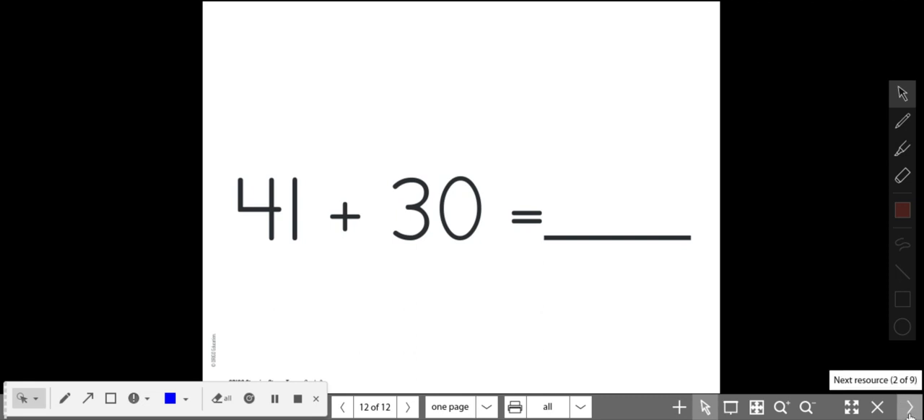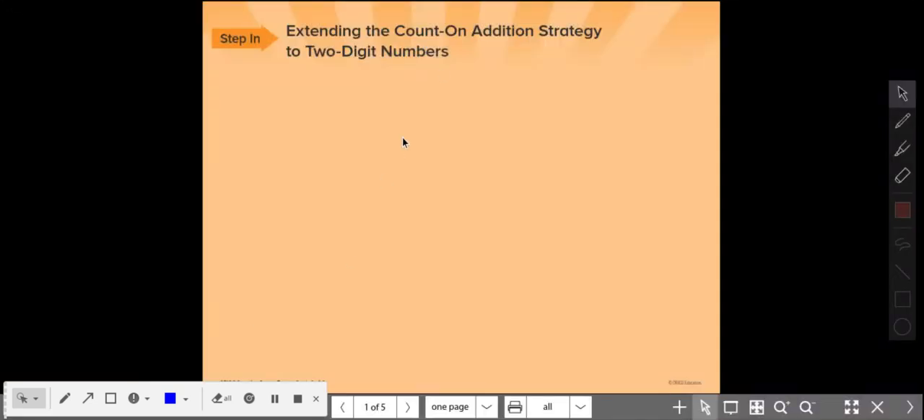So now let's look at our next slide that we need to go to. Extending the count-on strategy to two-digit numbers. So we're going to add using the count-on strategy, just like we did yesterday.